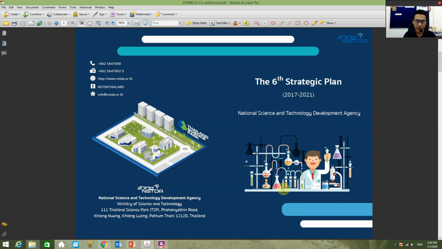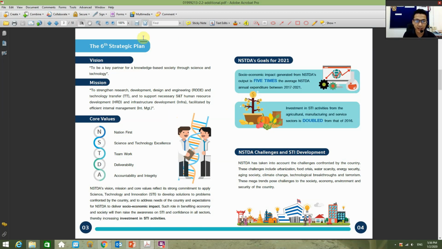All right. And here, the strategic plan, the vision is to be a key partner for knowledge-based society through science and technology. So everything that we're trying to come up with in terms of science and technology is just to make our life better, live better, easier. See that? So the whole mission will be to strengthen research, development, design, and engineering and technology transfer, support necessary human resource development and infrastructure development facilitated by efficient internal management. So this is the whole mission.